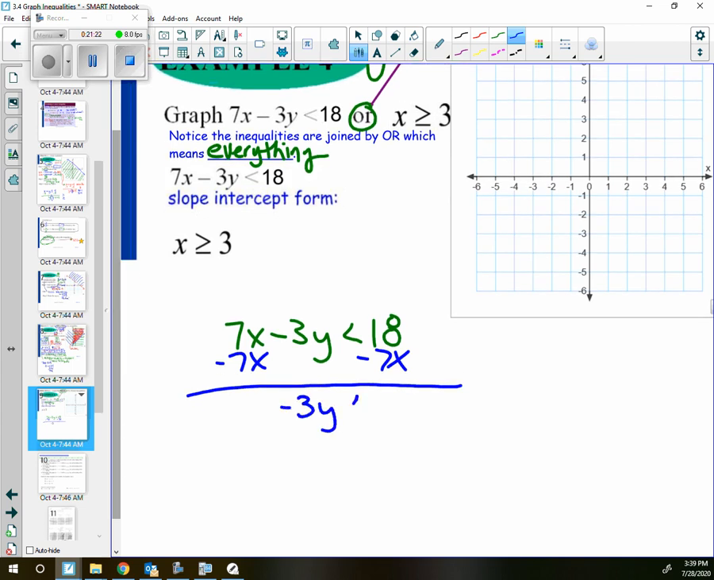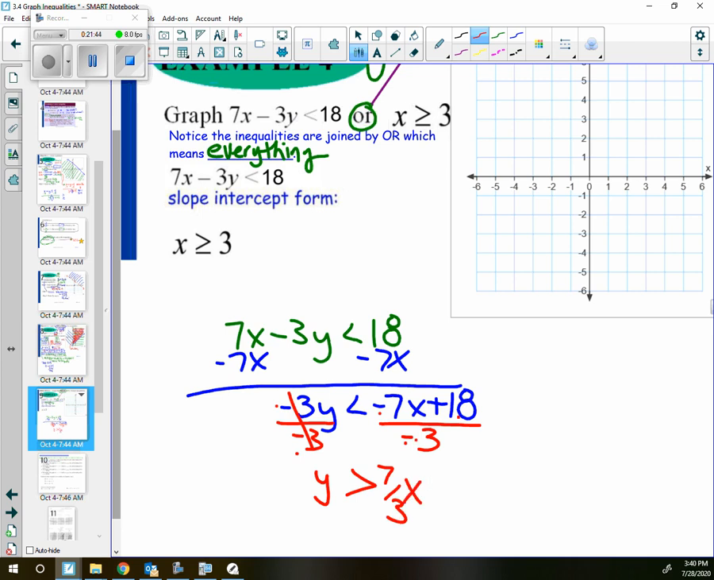So negative 3y is less than negative 7x plus 18. Remember how we put that x term first so we can see it, that y equals mx plus b? All right, so here we have that same issue we had before. We're dividing by a negative on both sides. That means immediately we're going to reverse that inequality. So y is greater than negative divided by negative, positive 7/3 x, and 18 divided by negative 3 would be negative 6. So just be careful on your solving there.